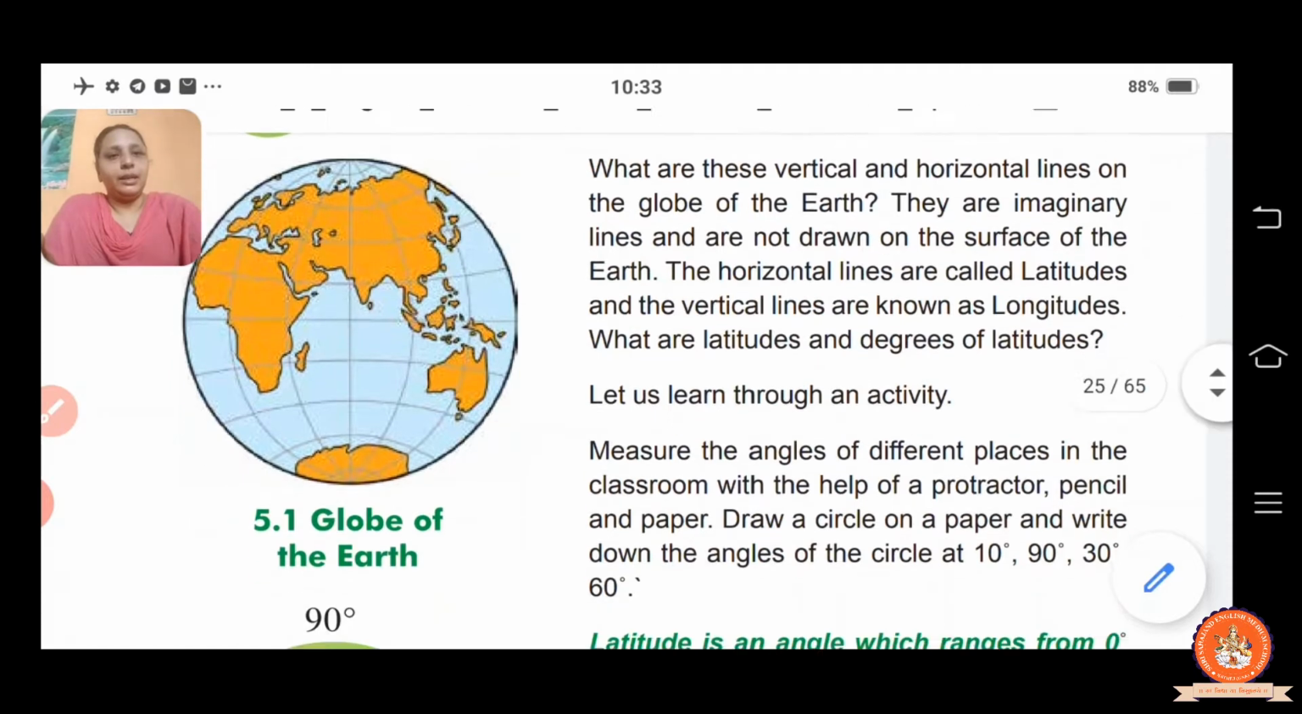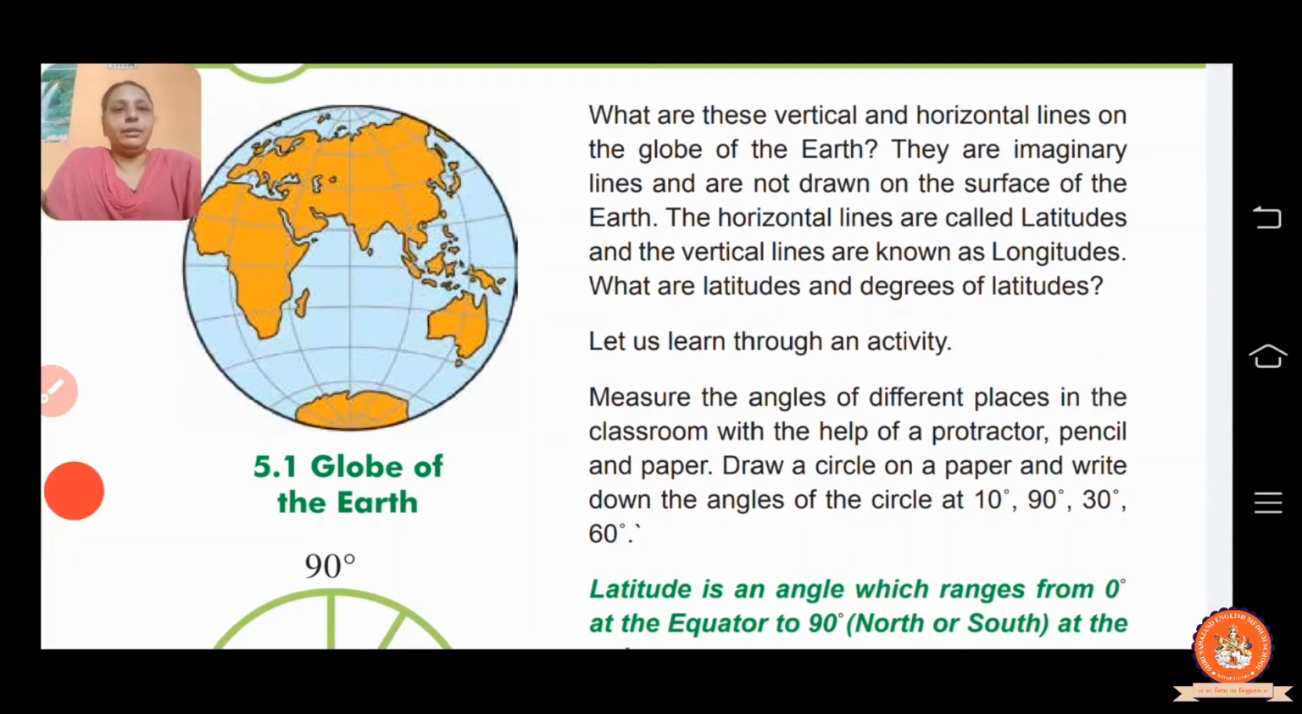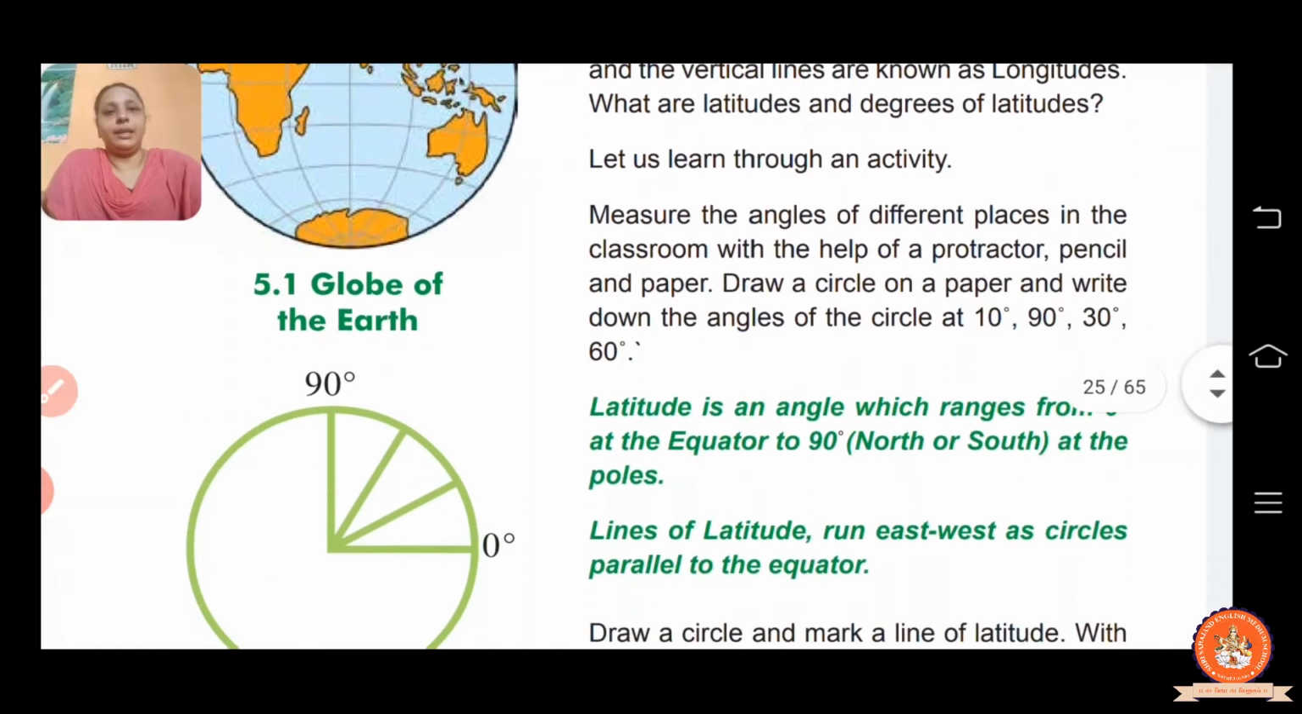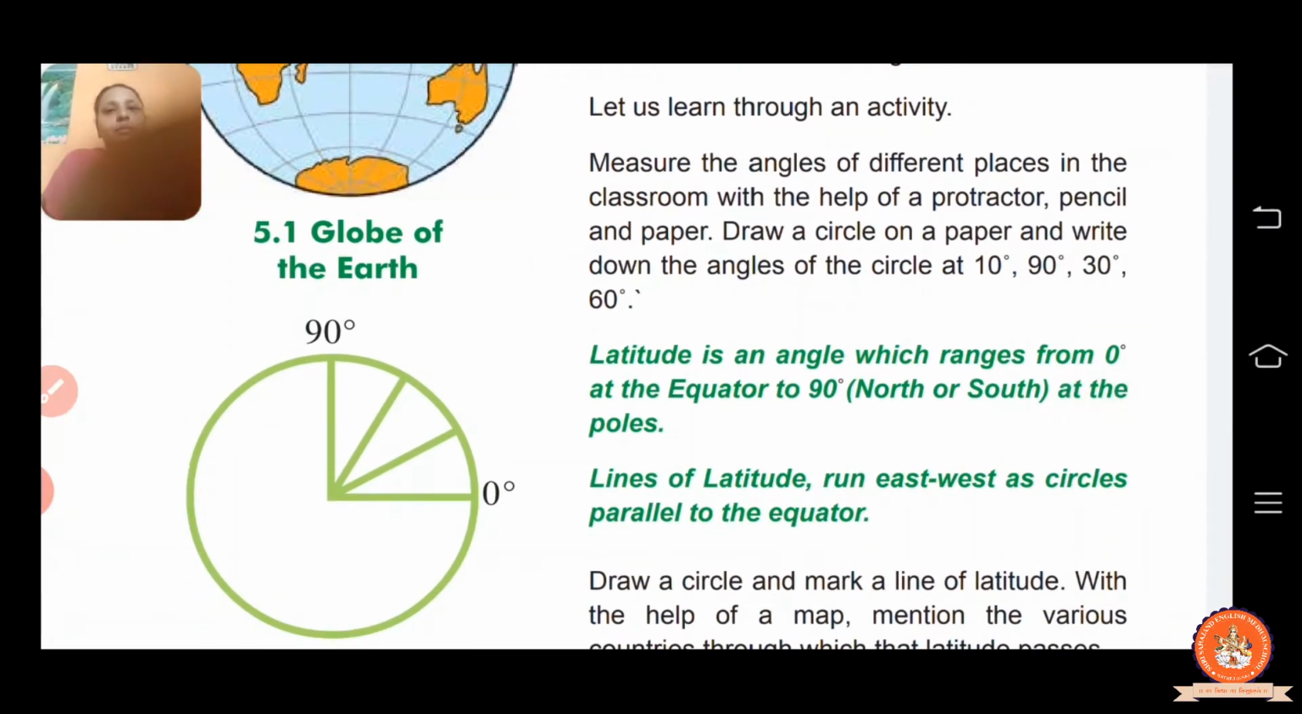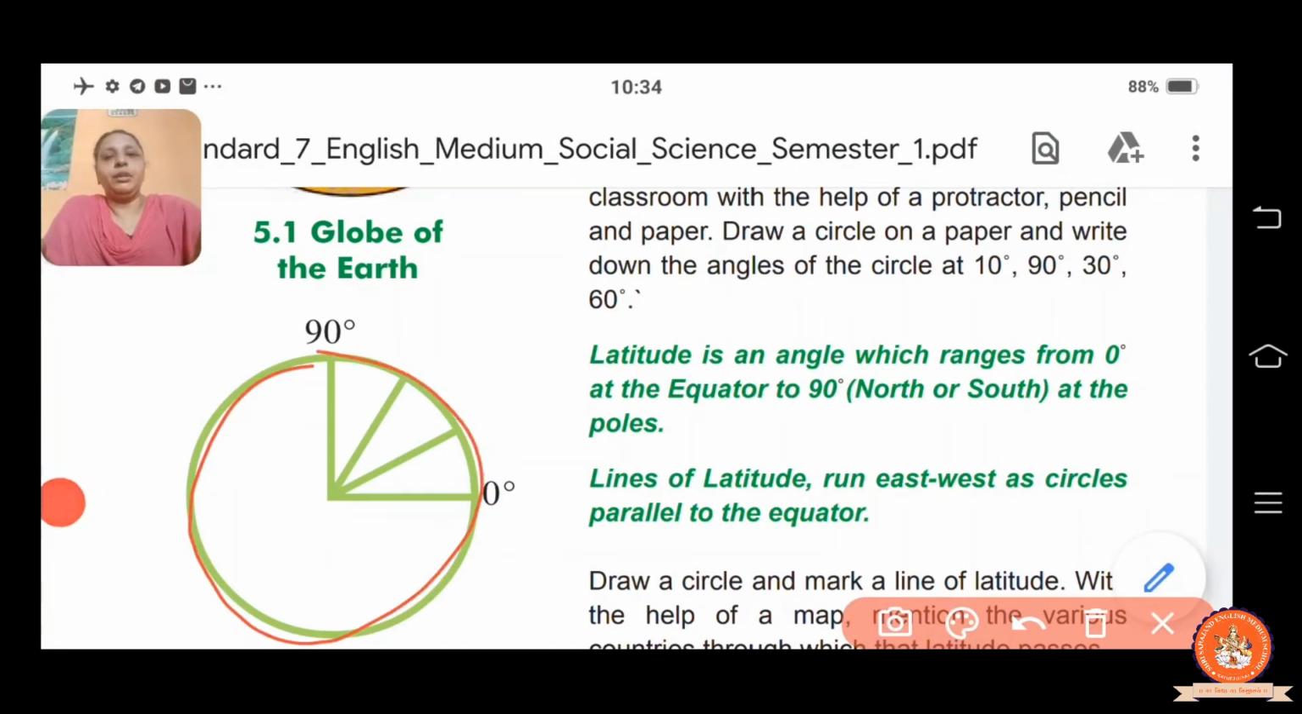Now the lesson will start. Measure the angle of different places in the classroom with the help of a protractor, pencil, and paper. Draw a circle on the paper and write down the angle of the circle at 0, 90, 30, and 60 degrees. Here, from the protractor, we make a 0 degree. It looks like a globe. From the 0 degree, this is 30 degree, this is 60, and last is 90 degree. We make one angle.